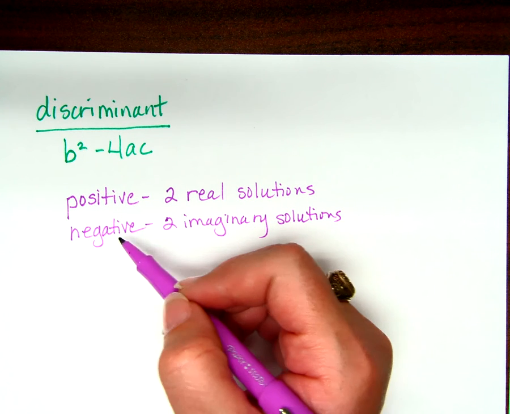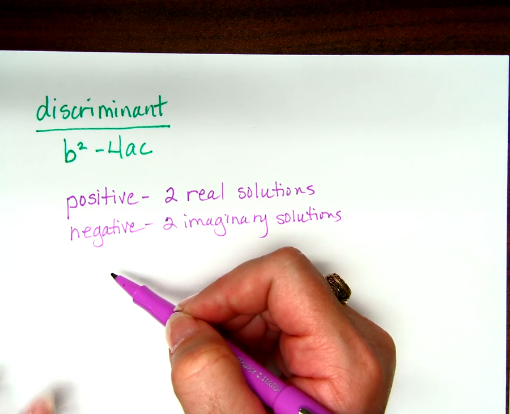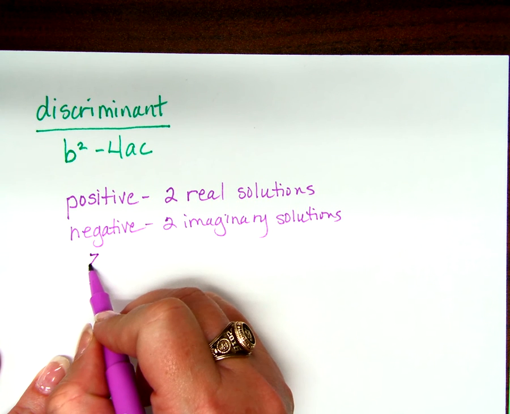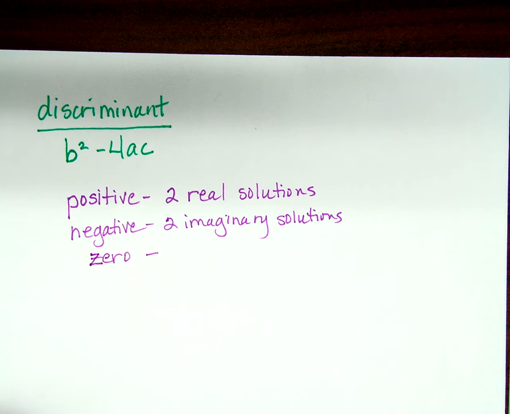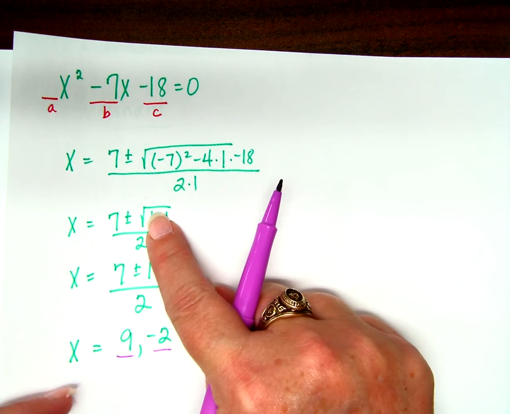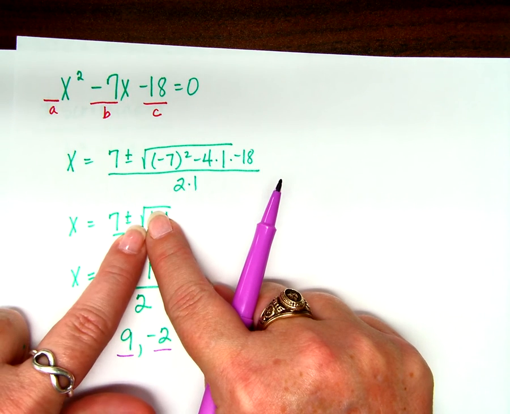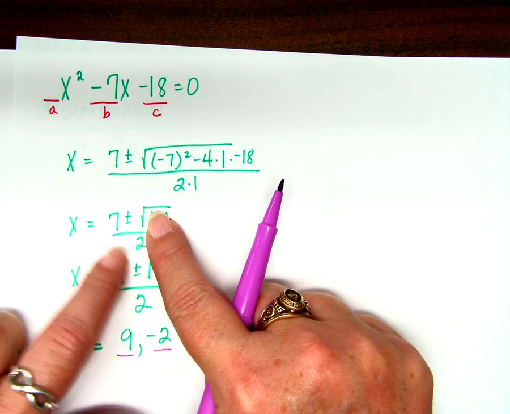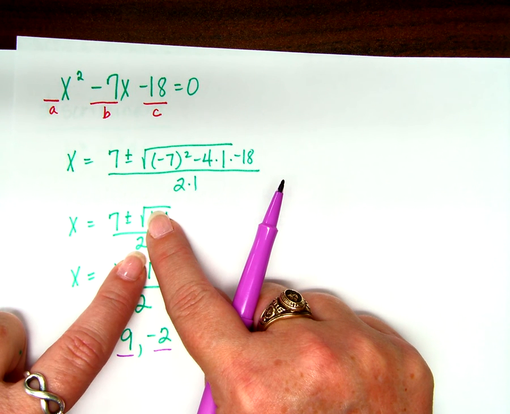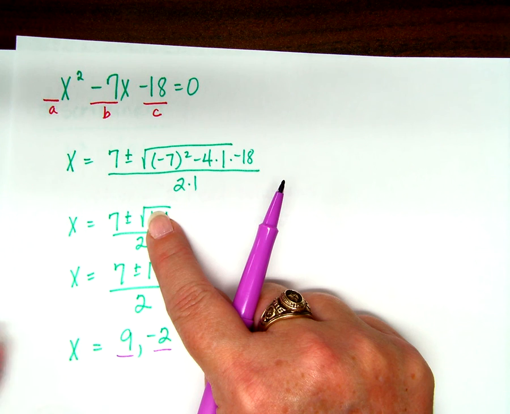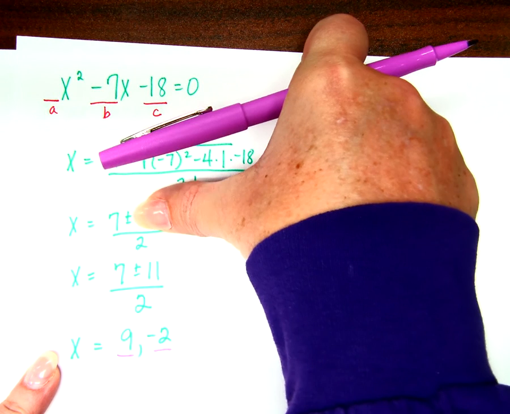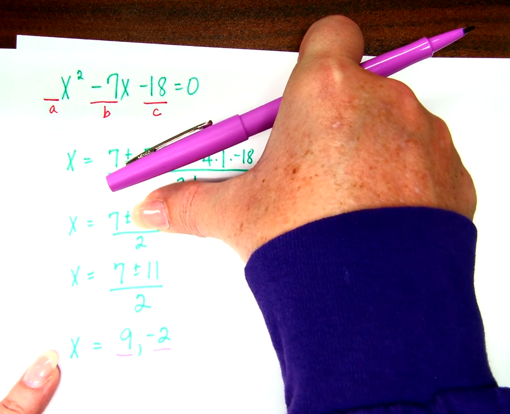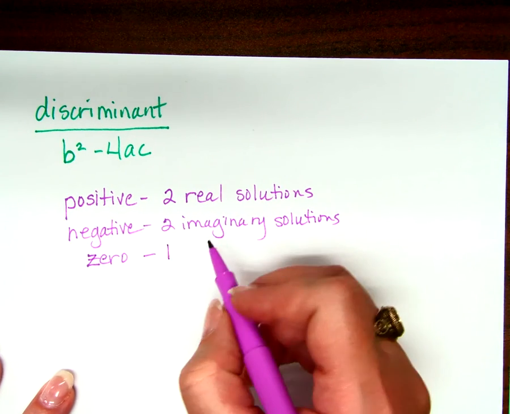What's the other possibility? It's either positive, negative, or 0. So what happens if this number is 0? If I have 7 plus 0 over 2 and 7 minus 0 over 2, is it imaginary? What's the square root of 0? 0. So that's like it's not even there. Because if I add 0 or subtract 0, it's still the same thing, right? So I just get 1 solution. But guys, how many solutions am I supposed to get?